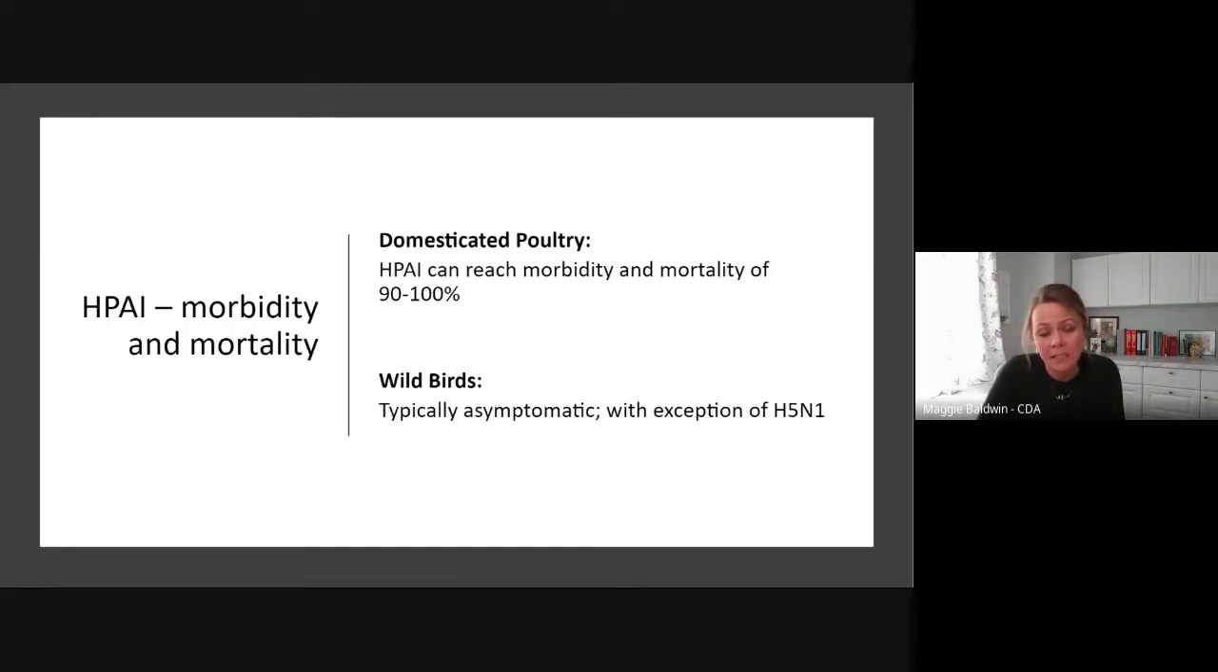Morbidity and mortality. So in domestic poultry, high path AI can reach morbidity and mortality of 90 to 100%. So we know it's a pretty significant disease, and we've certainly seen that in the outbreaks so far in the United States. In wild birds, as a reminder, typically asymptomatic with the exception of H5N1, which is what's circulating right now.